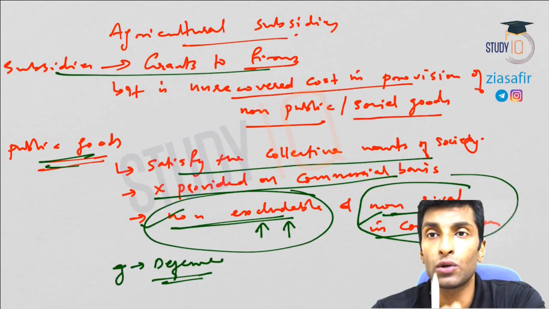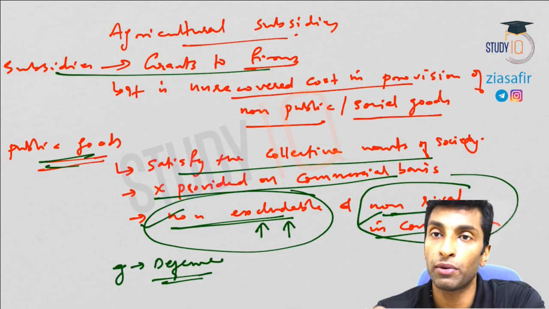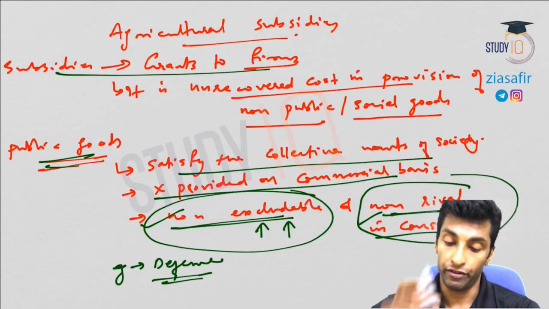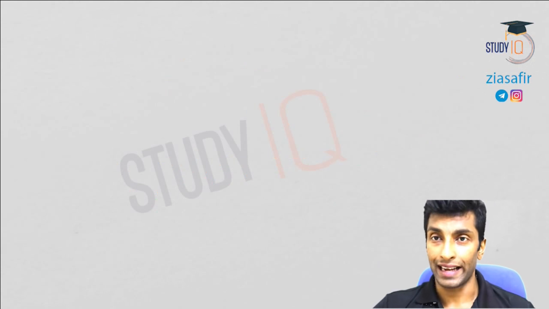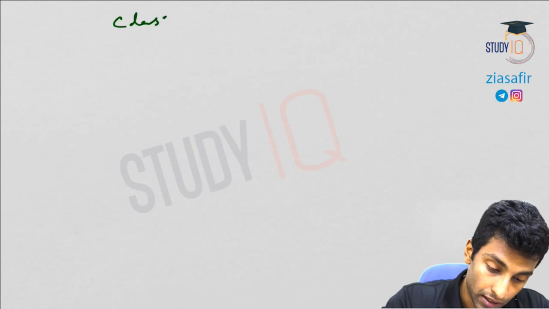Just like taxes are also imposed on firms, but they will charge it from you, subsidies are given to firms, but you will be getting the benefit. Okay, so that's the technical definition of subsidy. Now we'll discuss the classification of subsidies.